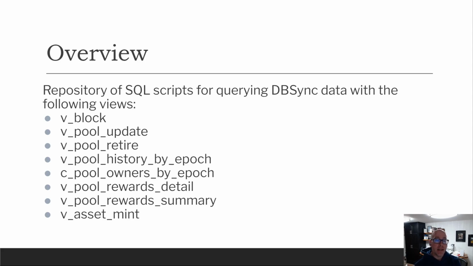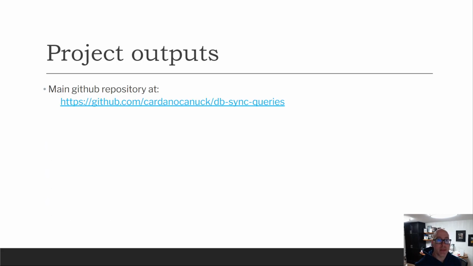vPoolRewardsDetail and rewards summary give information about the rewards. And also vAssetMint. This gives you information about assets as they're minted. We also added a snapshot script, a script for performing chain snapshots at any given point in time of what wallets hold given assets.